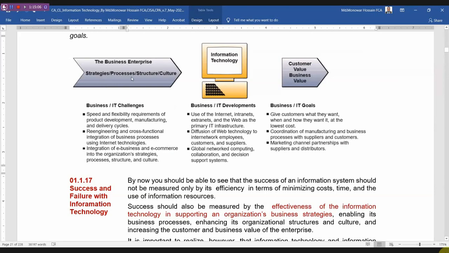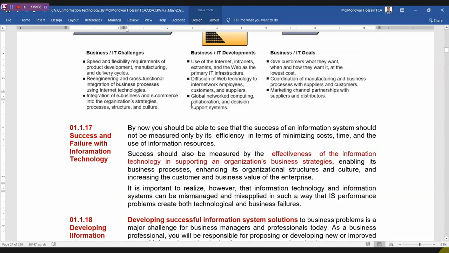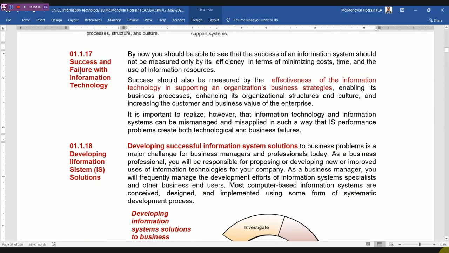It's also a question from one year ago: describe the success or describe the failure of information technology. That type of question carries 5 marks. So the answer will be of that type.